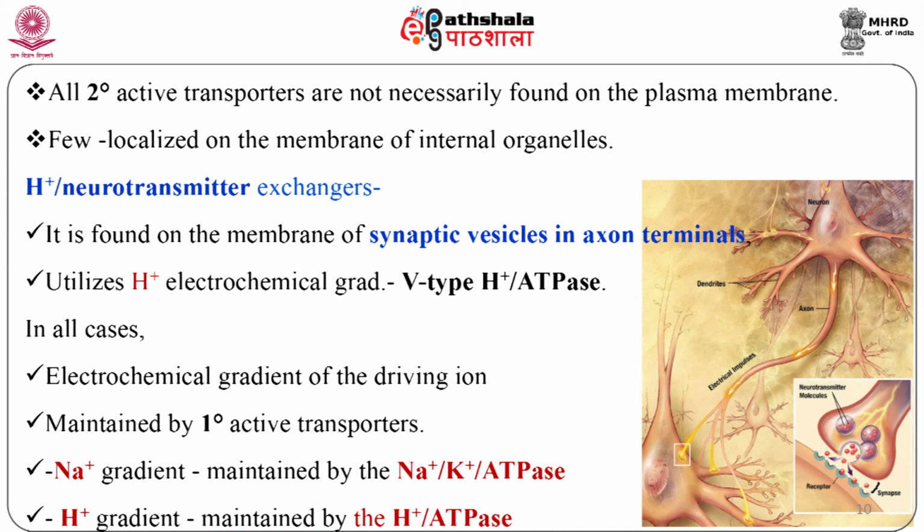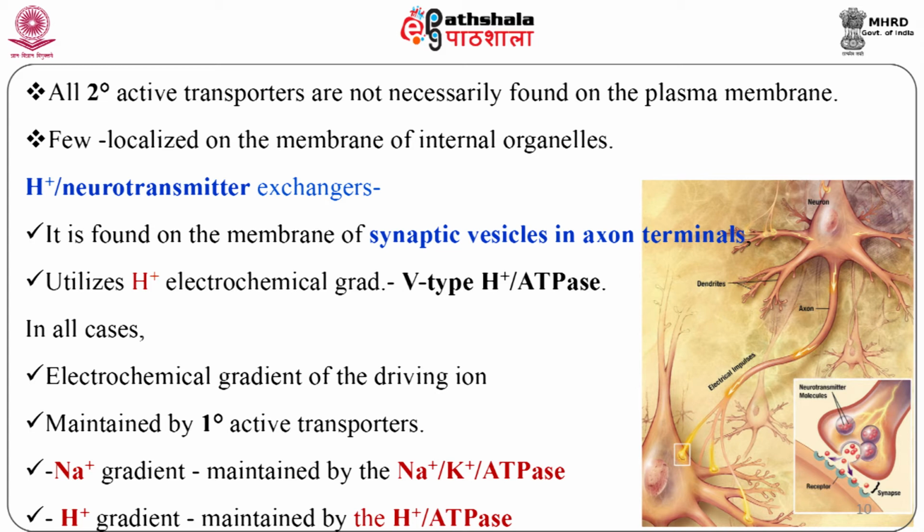All the secondary active transporters are not necessarily found on the plasma membrane. They are also present on the membrane of internal organelles. For example, H+ neurotransmitter exchangers. It is found in the membrane of synaptic vesicle in axon terminals. It utilizes H+ electrochemical gradient, that is proton electromotive force established by the V type of H+ ATPase, and it facilitates the uphill transport of neurotransmitter into the lumen of synaptic vesicle.